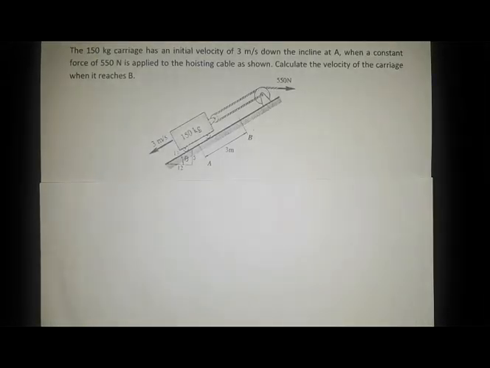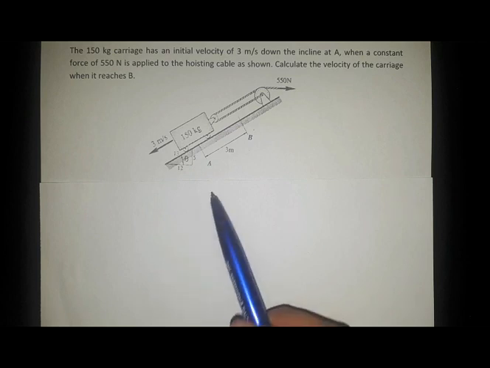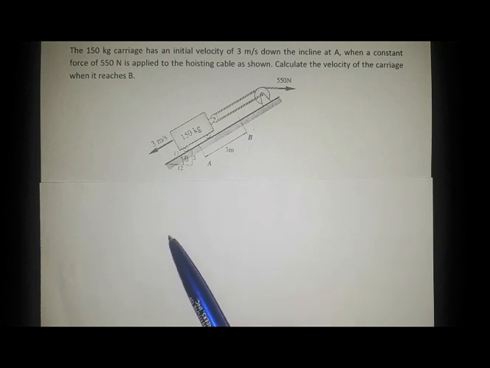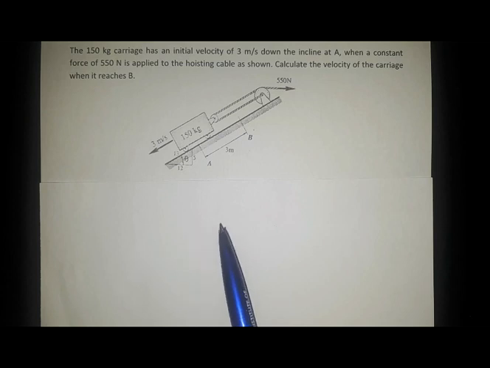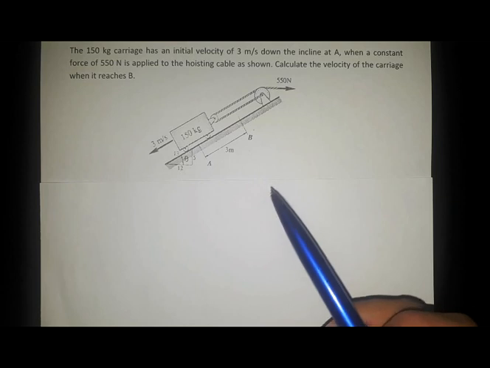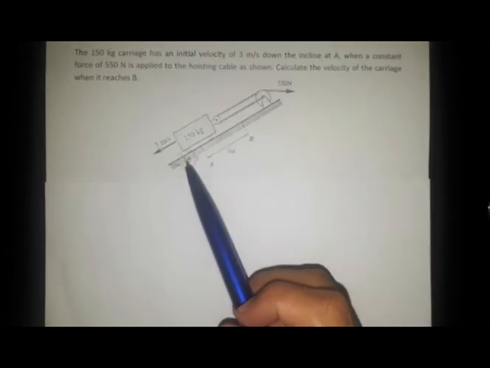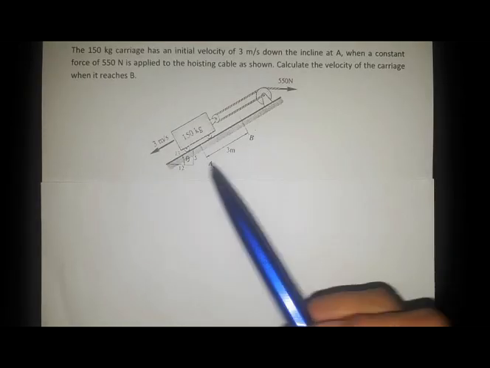The 150 kilogram carriage has an initial velocity of 3 meters per second down the incline at A. When a constant force of 550 Newton is applied to the hoisting cable as shown, calculate the velocity of the carriage when it reaches B. So this is the figure for the given problem.